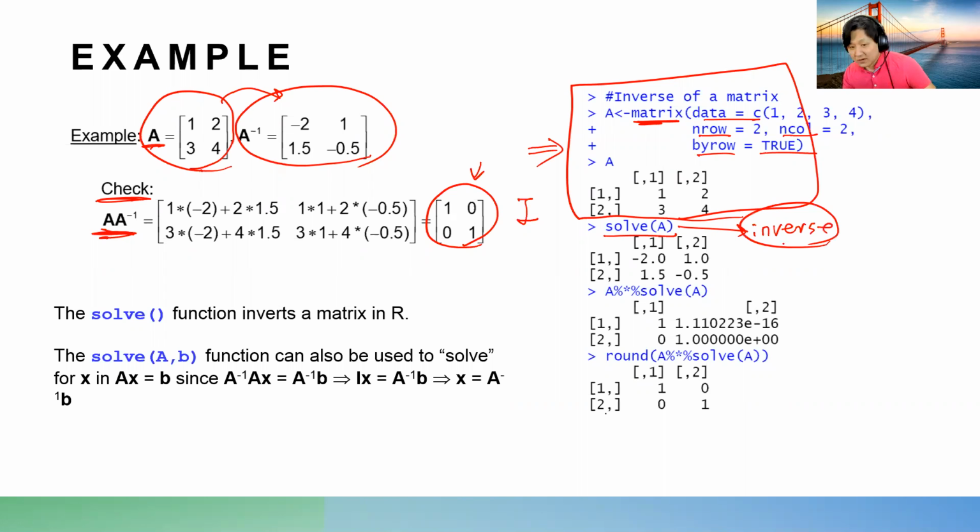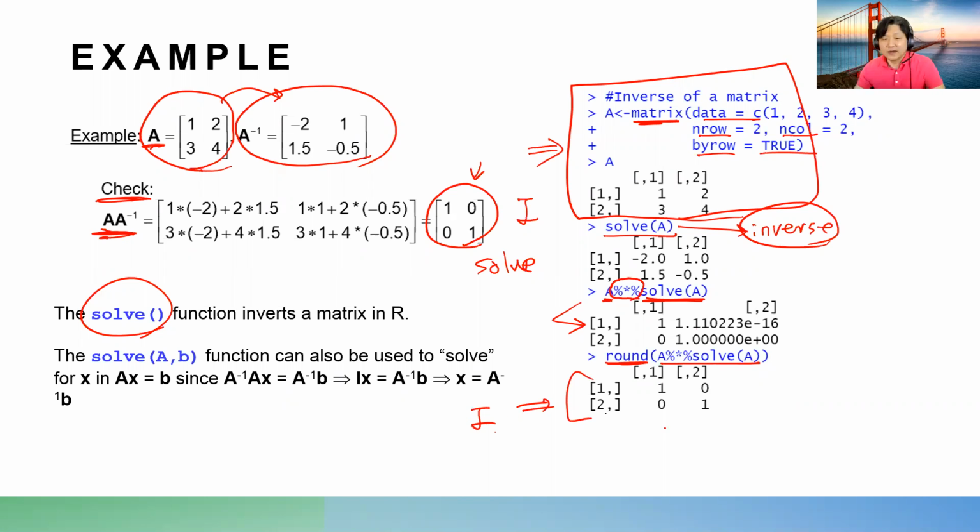Okay. If you want to get the inverse, you can use the solve function. It's right here. And then A matrix times A inverse will give us this value, but there are some rounding errors, so I just put round, so it will return the identity matrix. Okay.